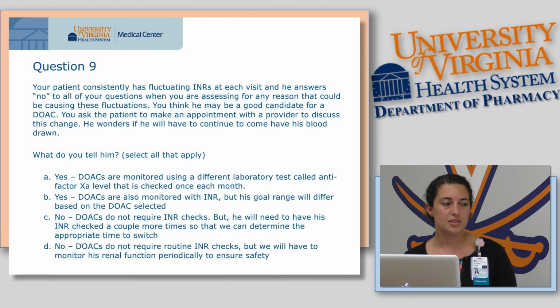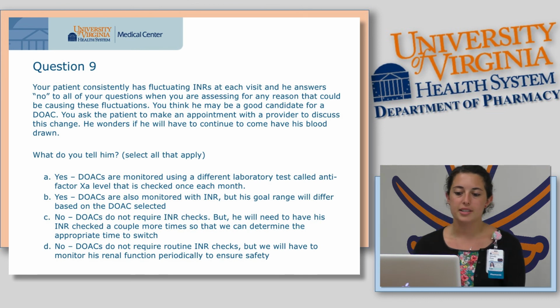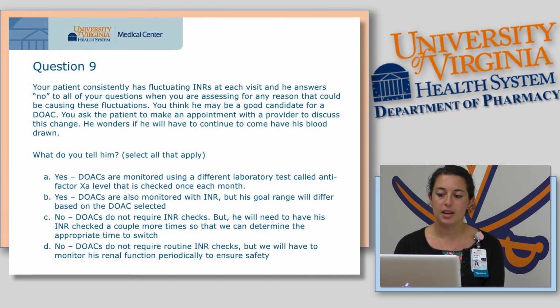And so here's our last question. This is a patient who has pretty consistently fluctuating INRs at each visit and answers no to all of your questions for any reasons why it could be fluctuating. And so you think maybe he's a good candidate for a DOAC and set up an appointment for him to see his provider. But he asks you first if he would have to keep getting his blood drawn. So what do you tell him? And there may be more than one correct answer.